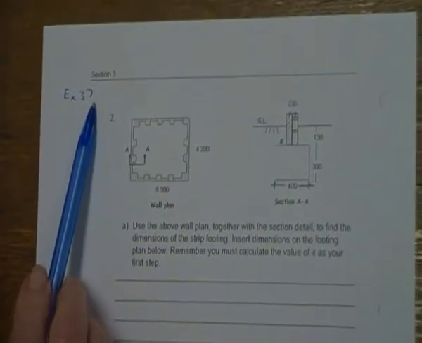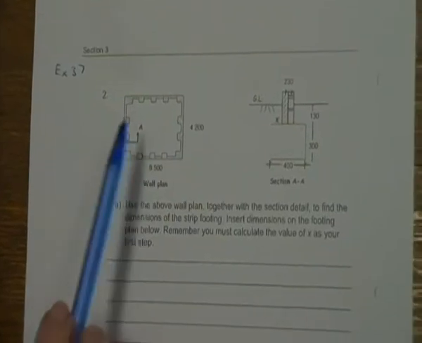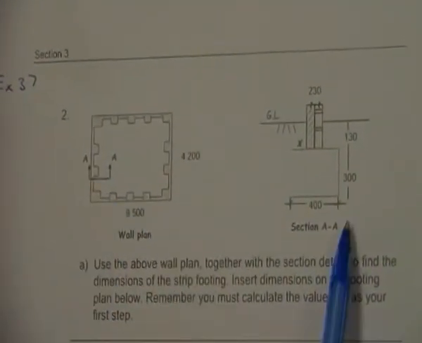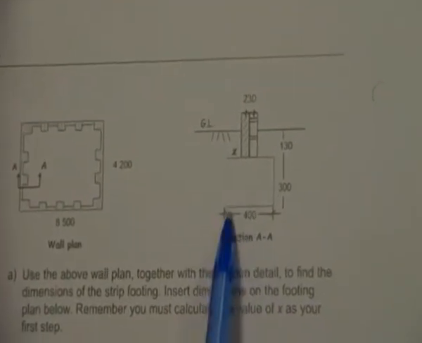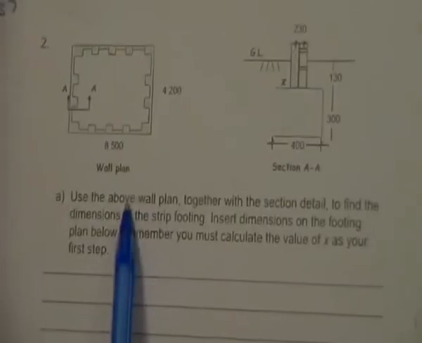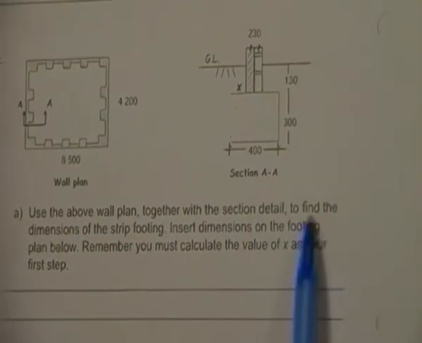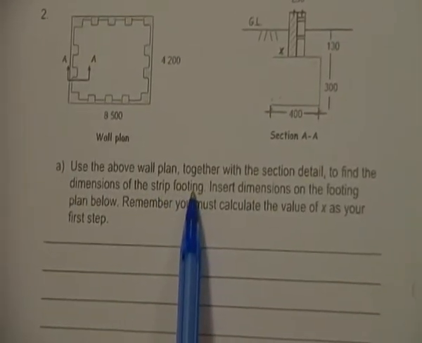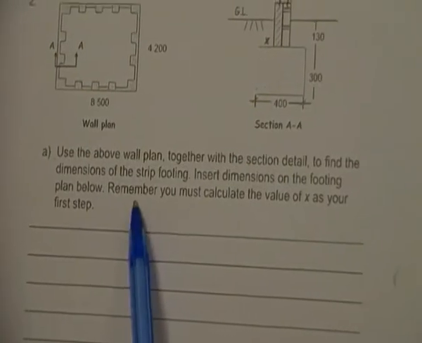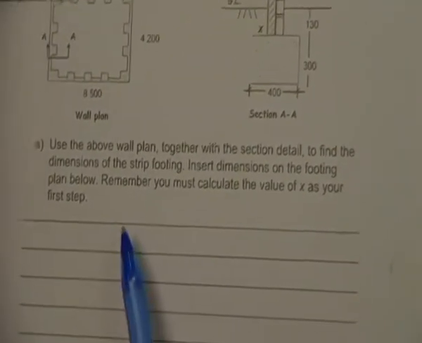So exercise 37, question 2. We're going to be asked to use this brick wall plan, but we've got to find the calculations for the footing plan first. It says here, use the above wall plan together with the section detail to find the dimensions of the strip footing. Insert dimensions on the footing plan below. Remember, you must calculate the value of x as your first step.